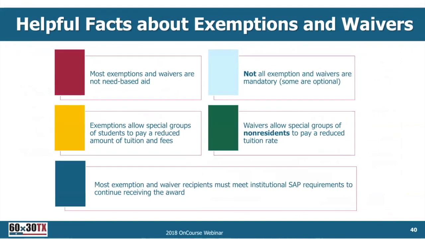So let's talk about the exemptions and waivers. Again, most of them are not need-based aid. So the student doesn't have to show financial need. They just have to meet all the other criteria. Some are mandatory by the state and some are optional. So that means that the school can choose if they want to participate if it's optional, and then others they're required by law to offer to students.